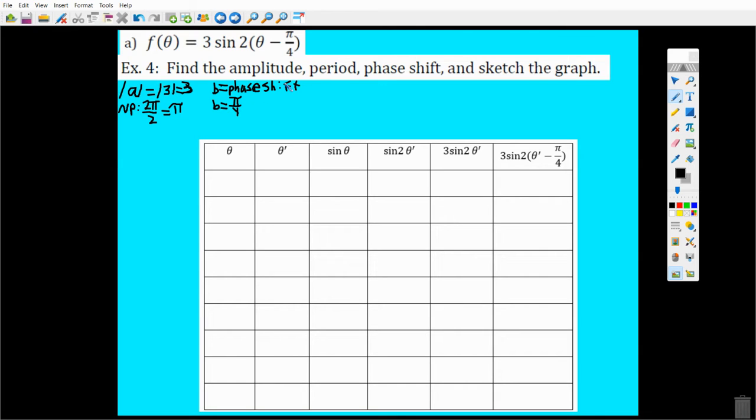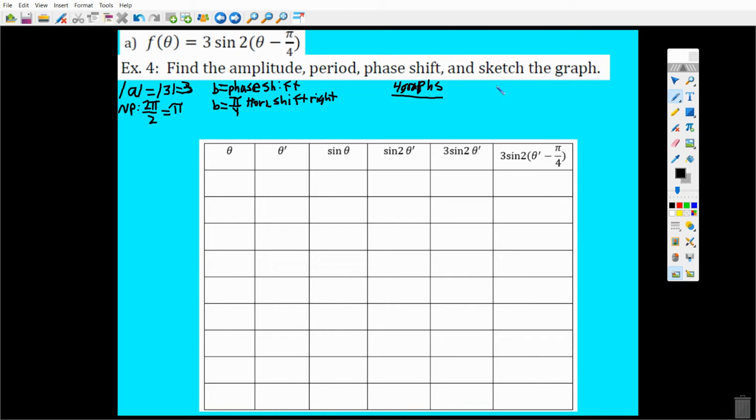And because this is negative inside the parentheses, this is going to be a horizontal shift to the right, okay, by pi over 4 radians. So in the end, we're going to be moving the whole graph to the right by pi over 4 radians. We are graphing. There's going to be 4 graphs here in total.